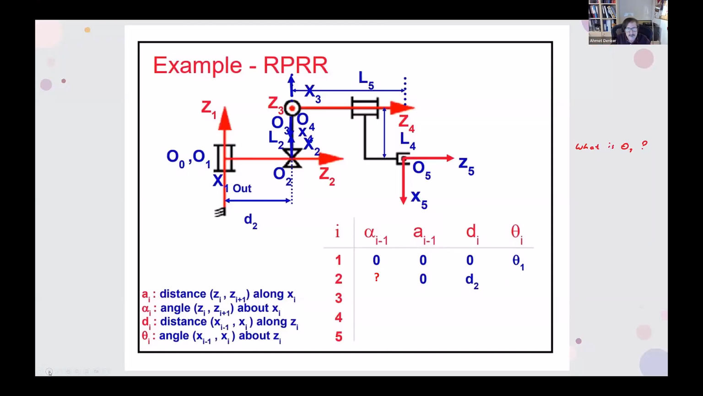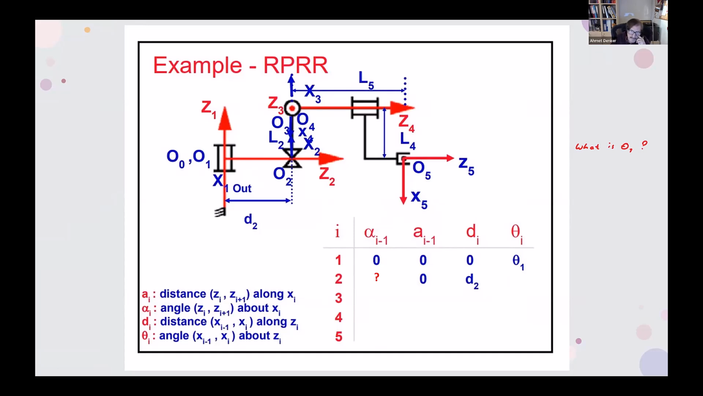Part 4. So this is our table. Now, we saw the table there. As I said to you, this is going to be a 5 by 4 table. The number of rows is the number of x's from 1 to 5. And the number of columns is always 4, because I have got only 4 DH parameters.